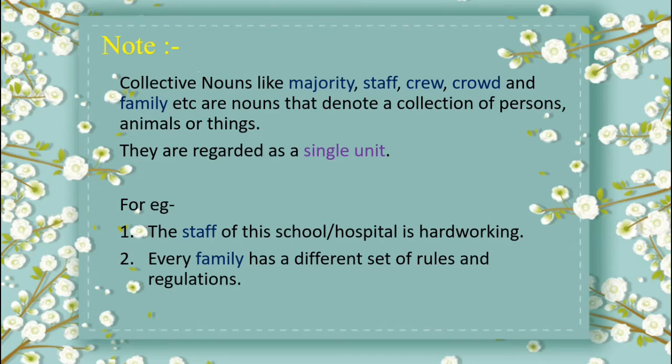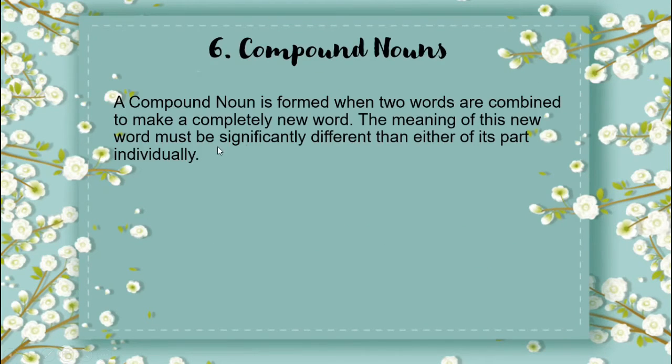Let's now read about the compound nouns. A compound noun is formed when two words are combined to make a completely new word. The meaning of this new word must be significantly different from either of its parts individually.